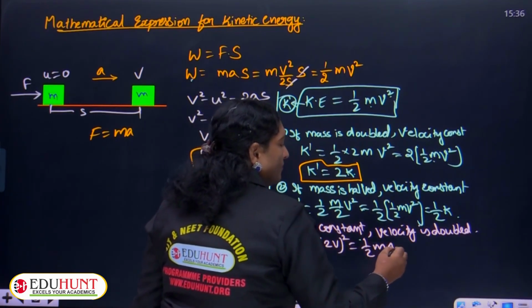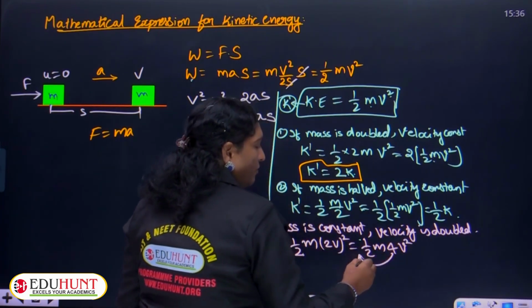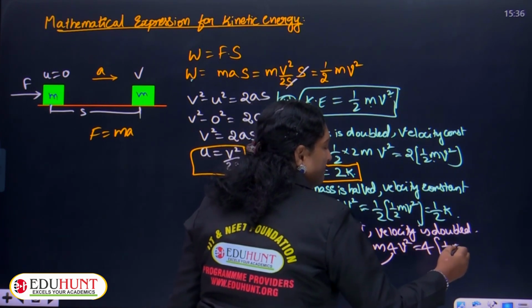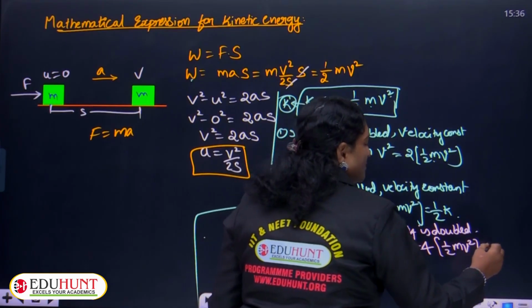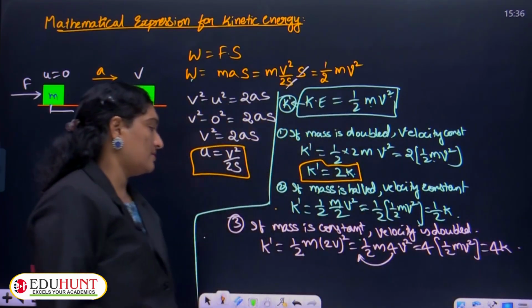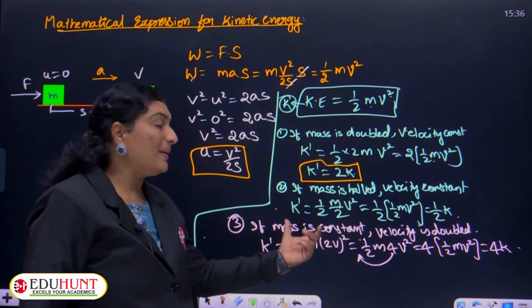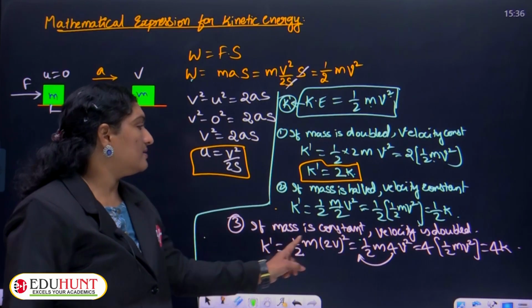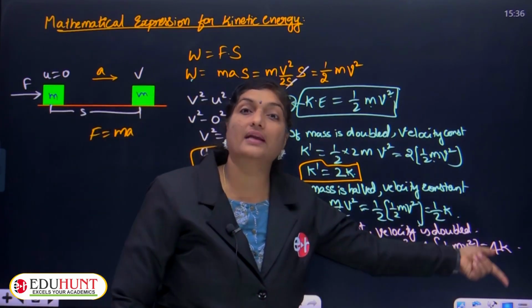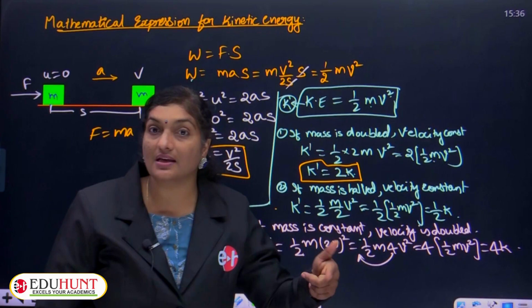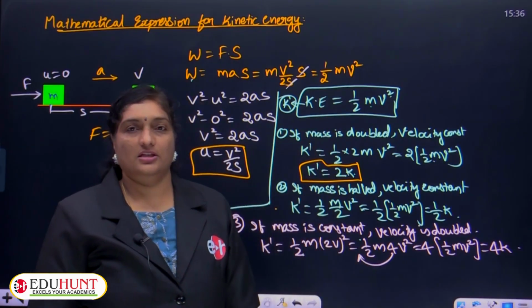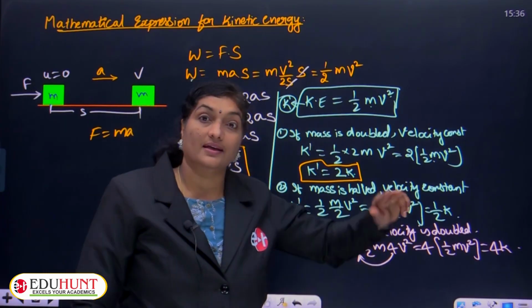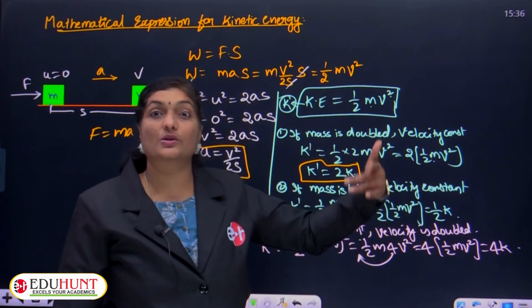and this equals half m. 2v whole square is 4v square. Bringing the 4 forward, how much will it be? 4 times half mv square, which equals 4 times the old kinetic energy. So, whenever the mass is kept constant and velocity is made double, kinetic energy becomes 4 times. 2 times velocity, 4 times kinetic energy. Okay, 4 times velocity, kinetic energy will be 16 times because of the square.